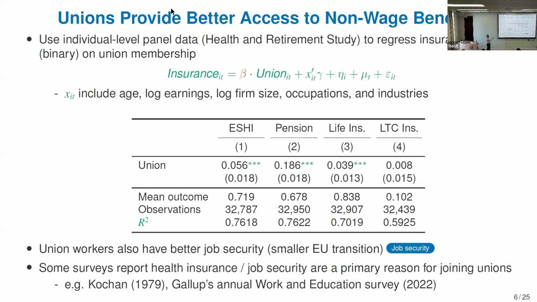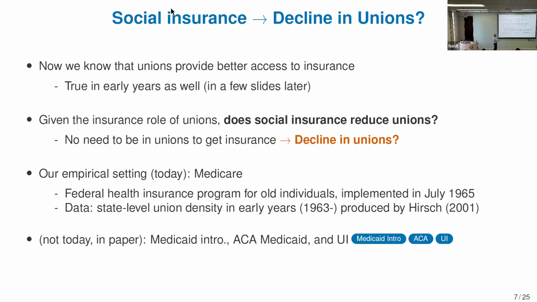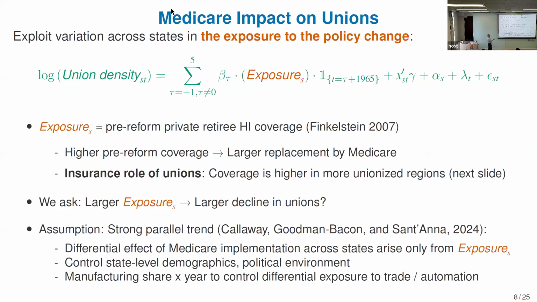Union firms are more likely to offer employer-sponsored health insurance. They are more likely to offer pensions, and more likely to offer life insurance to their workers, but not so much long-term care insurance. Then when social insurance expands, you indeed find some suggestive reduced form evidence that it is associated with declining unions. So I will just show you this, then I will stop, okay?